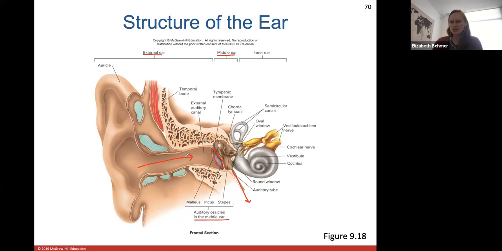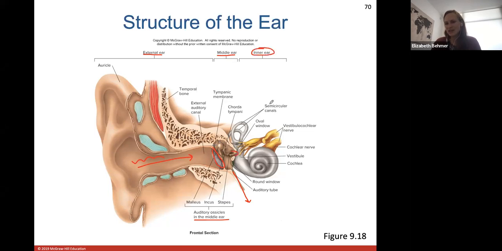So these external ear and middle ear are all filled with air. And what happens is sound waves, vibrations from sound waves, travel into the canal. They vibrate against the tympanic membrane. And then those vibrations get sent through these teeny tiny ossicle bones. Those ossicles will then send those vibrations into the inner ear.